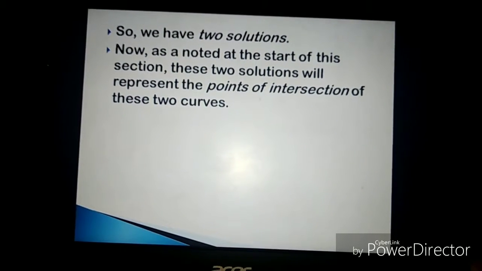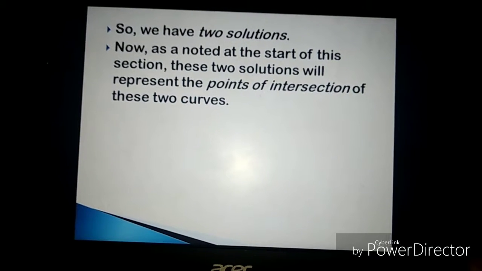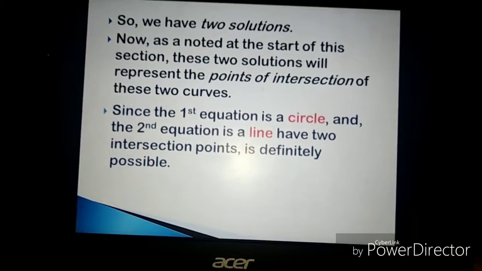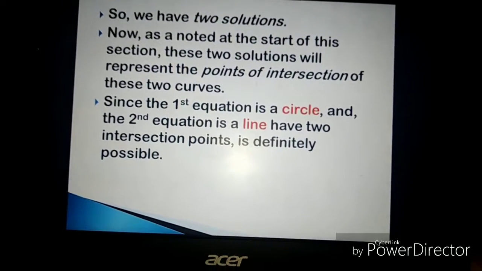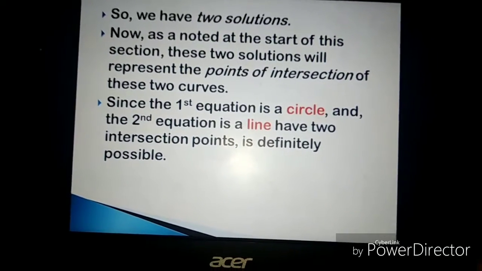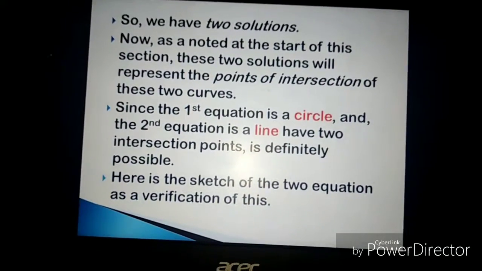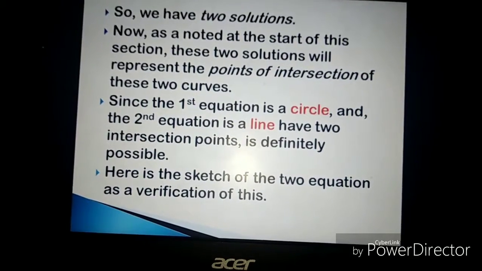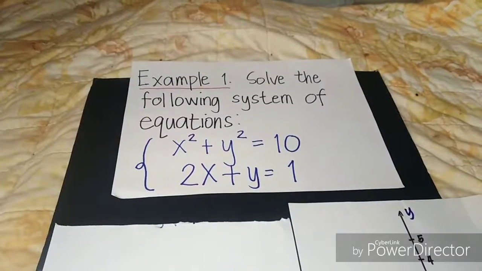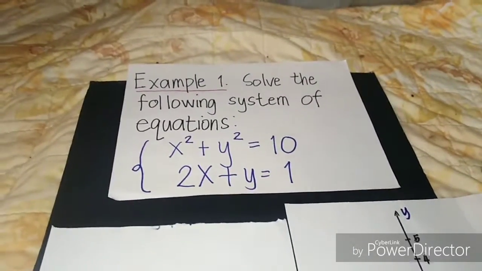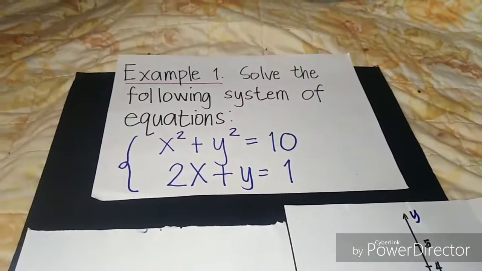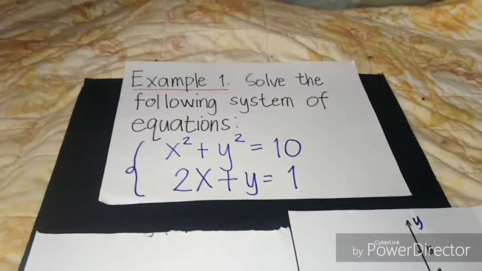Now, as I noted at the start of this section, these two solutions will represent the points of intersection of these two curves. Since the first equation is a circle and the second equation is a line, having two intersection points is definitely possible. So here is a sketch of the two equations as a verification of this. To sketch the graph of this system of equations, x squared plus y squared is equal to 10 and 2x plus y is equal to 1.